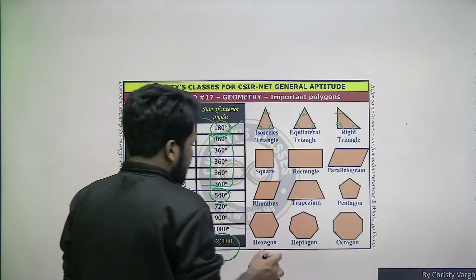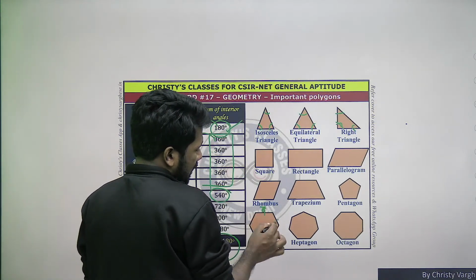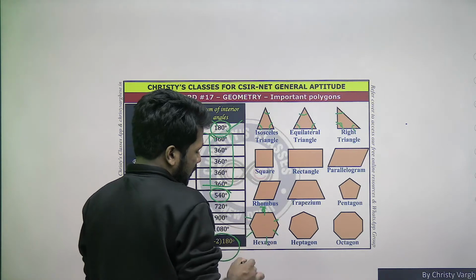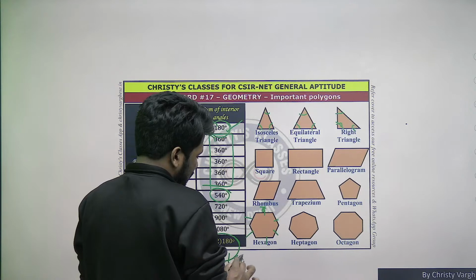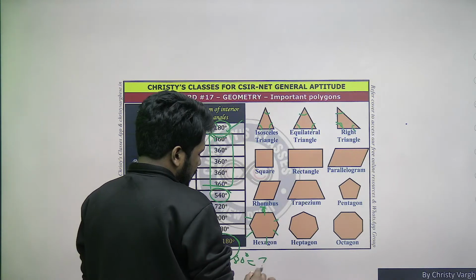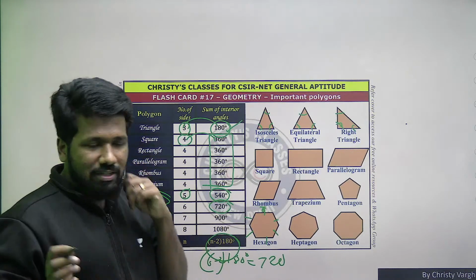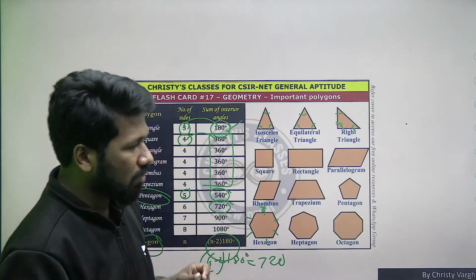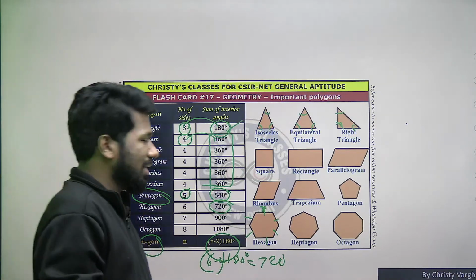For example, a hexagon. How many sides does a hexagon have? 6 sides, right? A 6-sided polygon is a hexagon. With 6 sides, we have to do 6 minus 2 into 180. That is 4 into 180, that is 720. That is how the 720 is coming. And that is the first rule. Did you all understand? The sum of all interior angles of an n-sided polygon is (n-2) into 180 degrees.